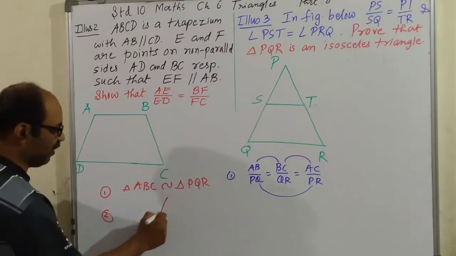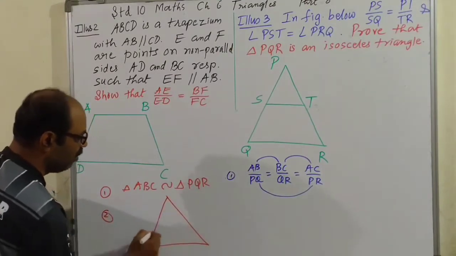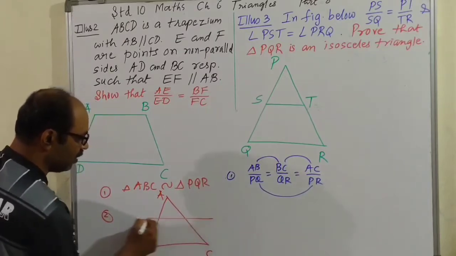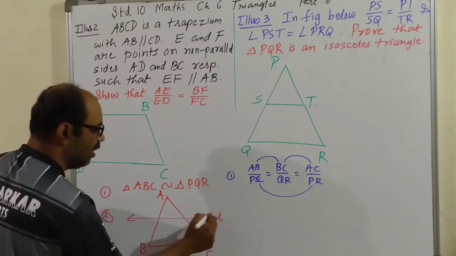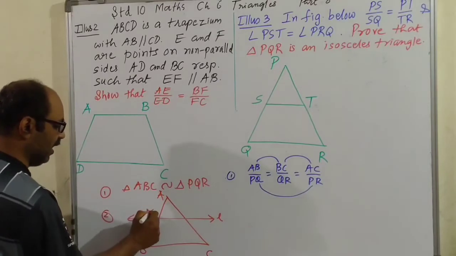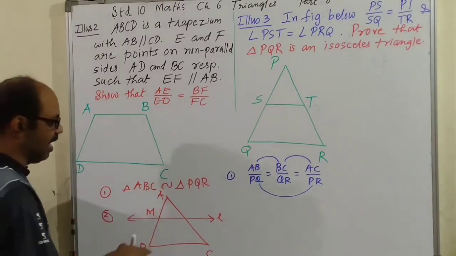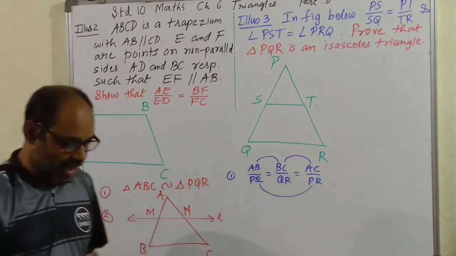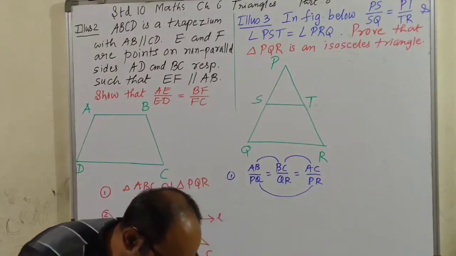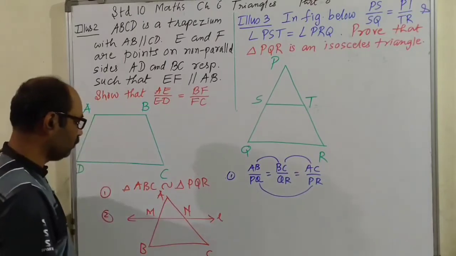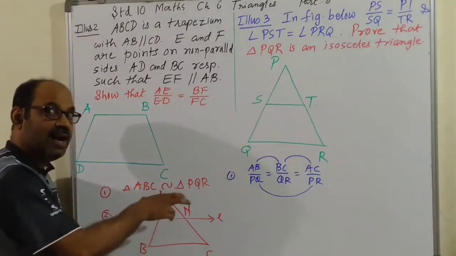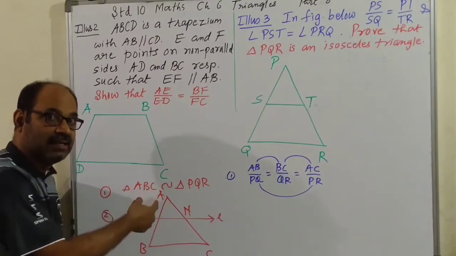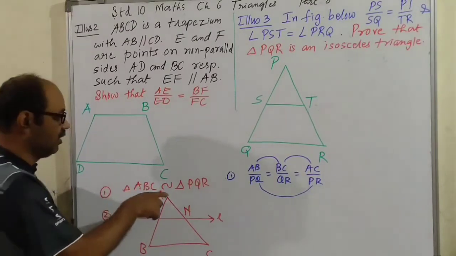Now, another situation. Second, I'll draw it in figure form. This is triangle ABC, and this is line L parallel to BC, intersecting the other two sides AB and AC at points M and N respectively. Please watch out, children, it is interesting. This is the condition: a line drawn parallel to a side of a triangle to intersect the other two sides in two distinct points.